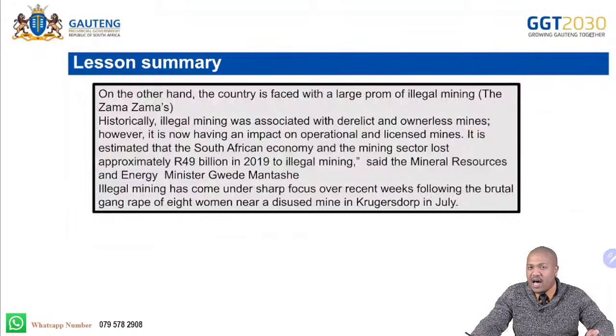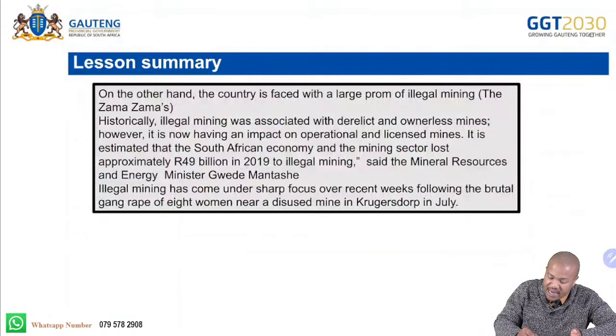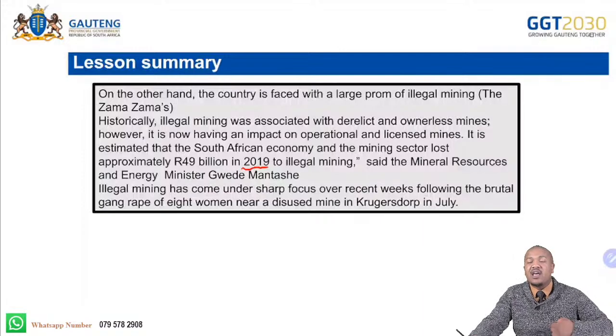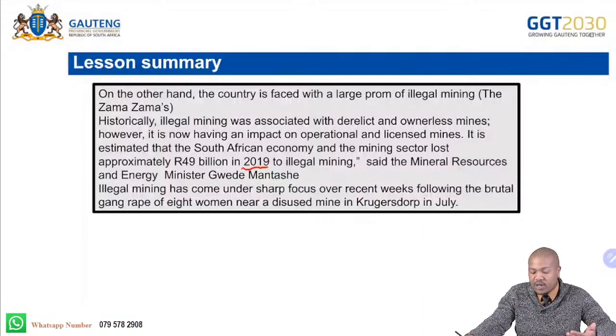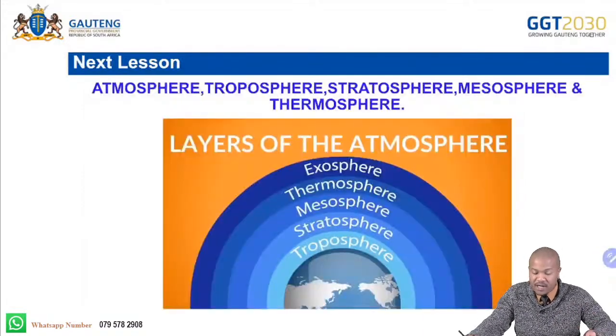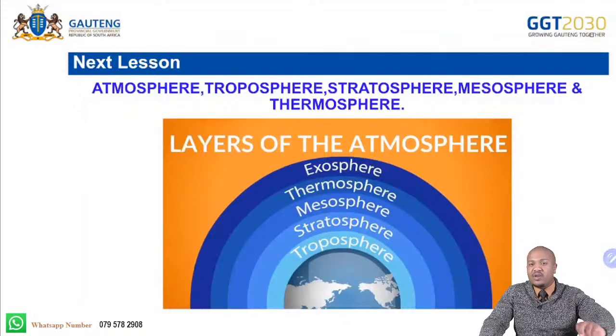But also on the other hand, we are still struggling, right? Because we are still facing what? The Zamazama issue, right? Which is illegal mining. And in that case study, we found out that in 2019, we lost approximately 49 billion rands to illegal mining, right?